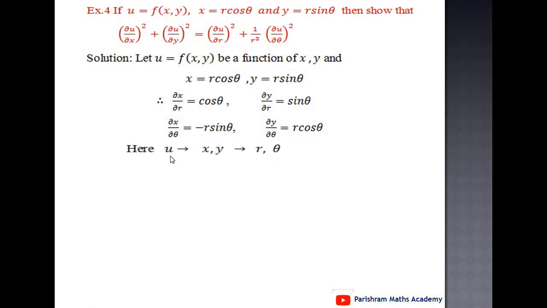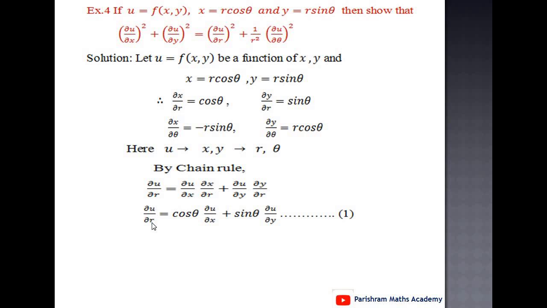Here u is a function of x and y, and x and y are functions of r and θ. Therefore, by the chain rule, ∂u/∂r equals ∂u/∂x into ∂x/∂r plus ∂u/∂y into ∂y/∂r. But ∂x/∂r is cos θ, and ∂y/∂r is sin θ. Putting these values, we get ∂u/∂r equals cos θ into ∂u/∂x plus sin θ into ∂u/∂y, which is equation 1.